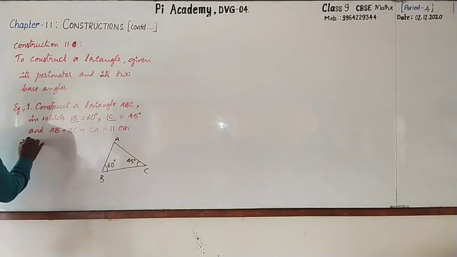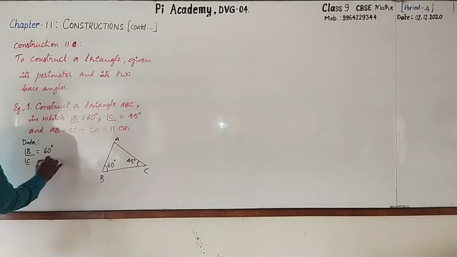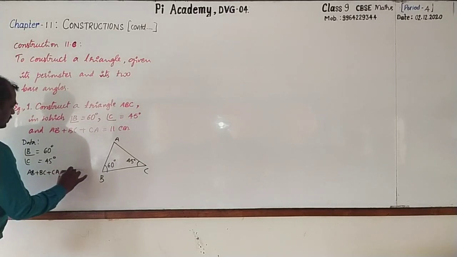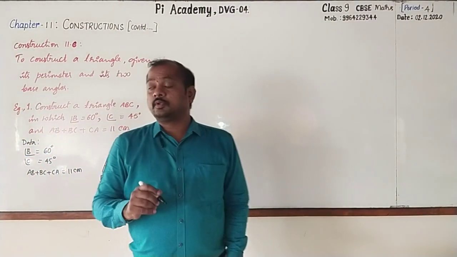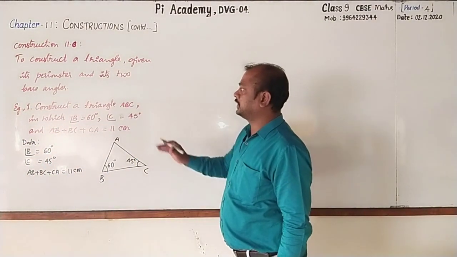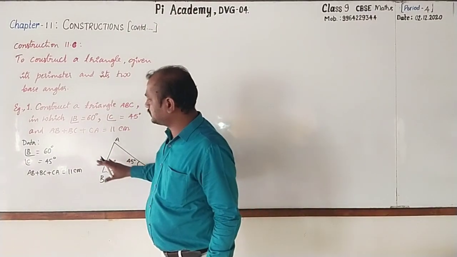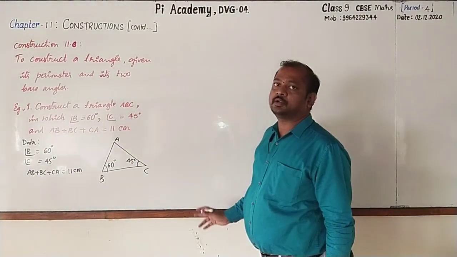So here I write the data. Angle B 60 degree, angle C 45 degree, and the sum of all the three sides AB plus BC plus CA is equal to 11 centimeter. Followed? Now let's go for construction. Before that, copy this statement, draw the rough sketch, and also write the data.